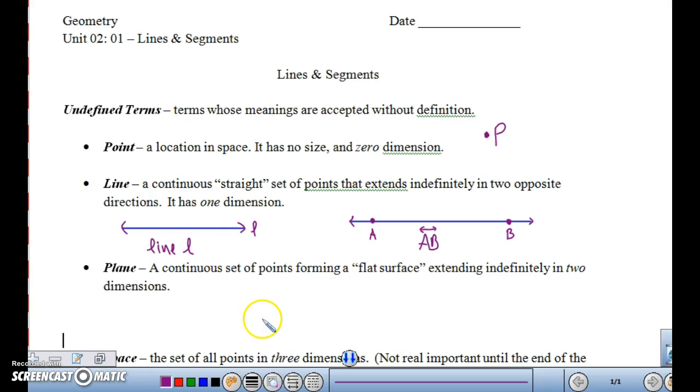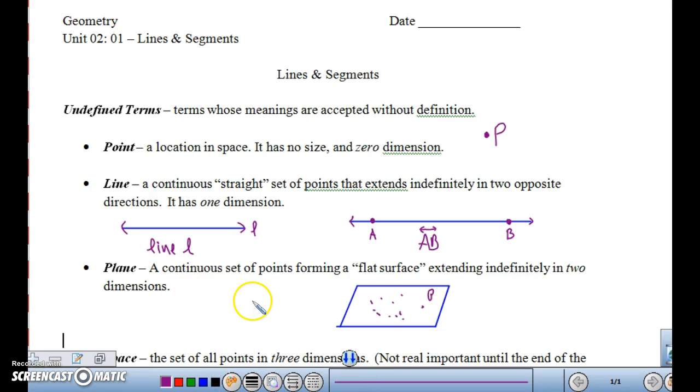The next undefined term is a plane. A plane, not the one that flies in the sky, is a continuous set of points forming a flat surface extending indefinitely in 2 dimensions. Now a line is only in 1 dimension. It's just length. It goes one way, or actually both ways, but it's only got 1 dimension. A plane, you have to kind of imagine like a flat sheet of paper. A plane looks like this, and it's made up of points, but it extends indefinitely in all directions. Usually when you see a plane, it's got a little P on it, and all these points all over the place make up this plane. It's just basically a flat surface. So that is a plane.